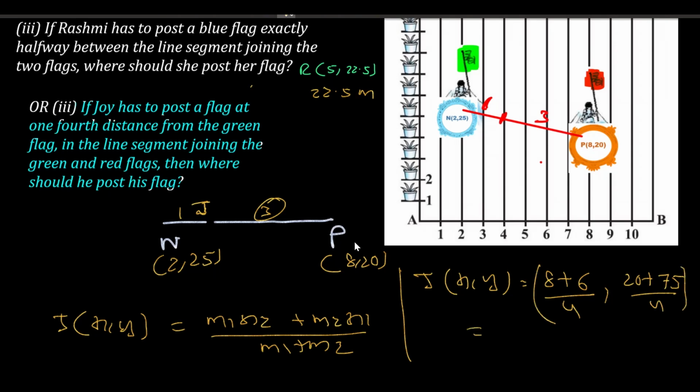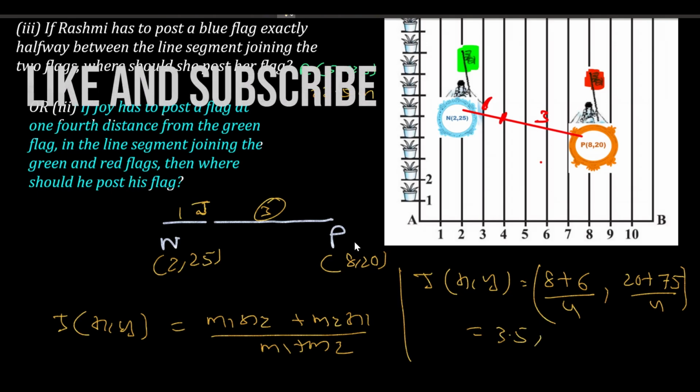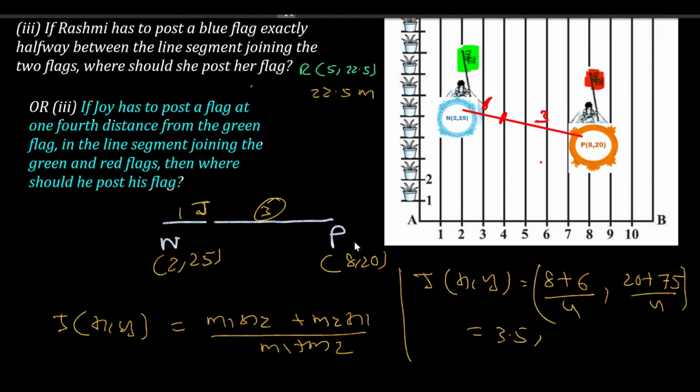So therefore, this is how much? 8 plus 6 is 14, divided by 4. So it should come as 3.5. And this should give 75 plus 20, that divided by 4. So we'll get this as 23.75.